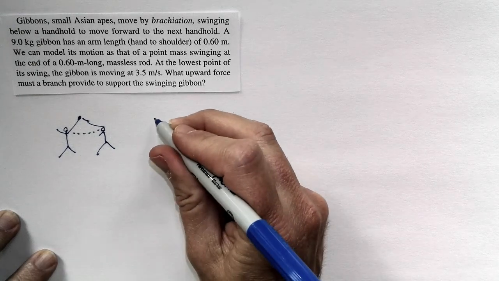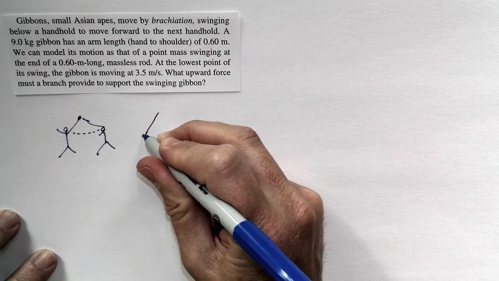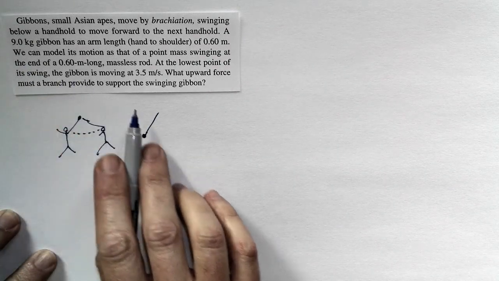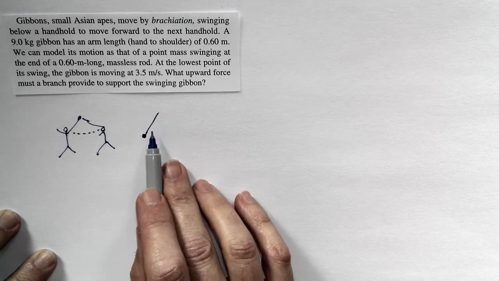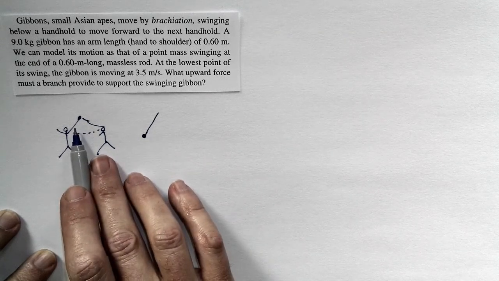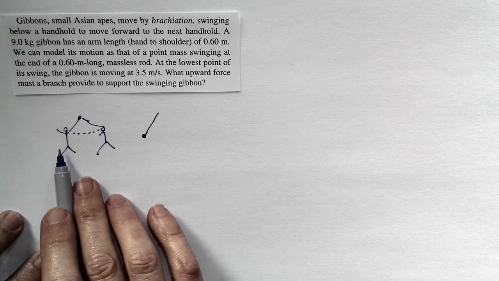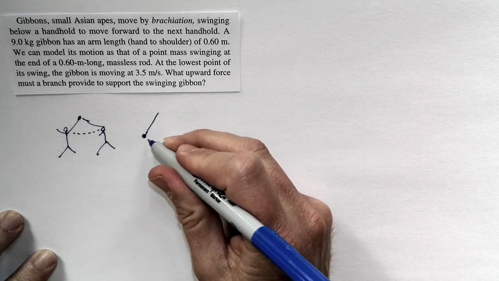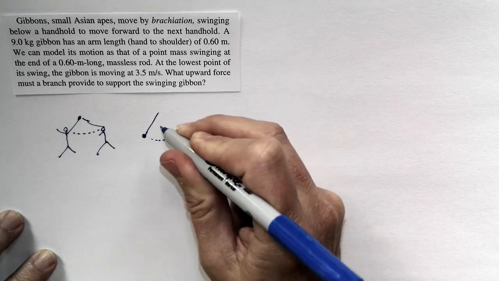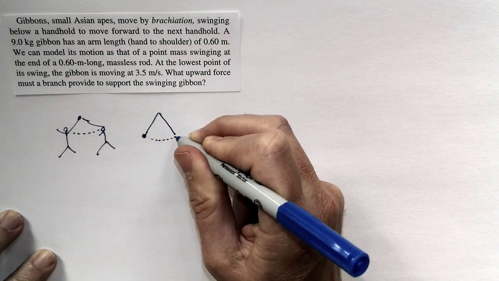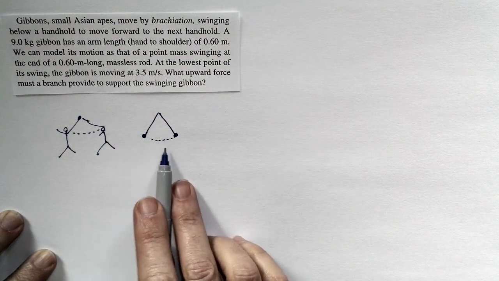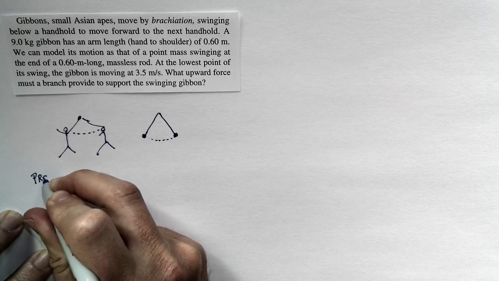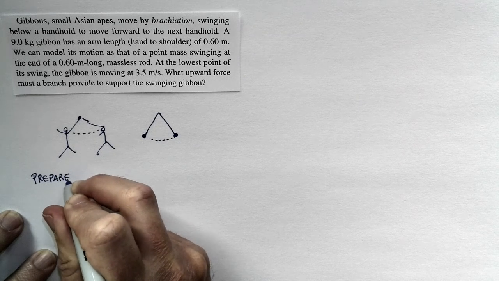But the motion looks like this, except we're going to model it like this. We're going to treat the gibbon as a point mass, the same as the mass of the gibbon, at the end of a 0.6 meter long massless rod. Well, the massless rod is the arm, and the arm is a small percentage of the gibbon's mass, so that makes some sense. As a matter of fact, the gibbon doesn't rotate, and so treating it as a point mass works well too. So this is actually a pretty decent model of the system. It's just a mass swinging at the end of a string or a rod. And with that in hand, we're ready to prepare to solve the problem.